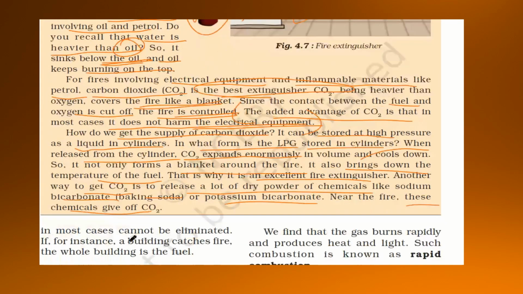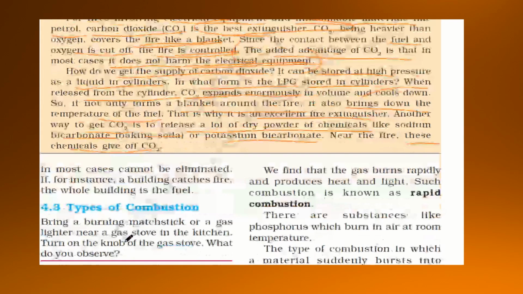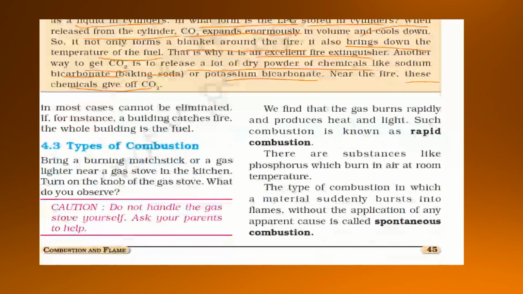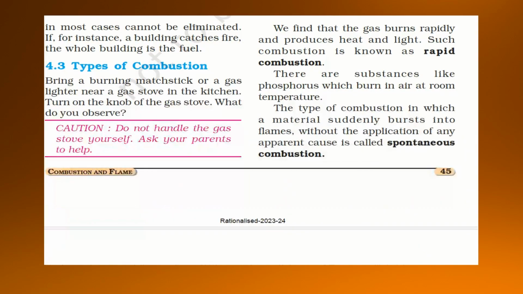Now we will move on to the different types of combustion. Okay, let us move on to that. Now comes the types of combustion. So combustion, ignition temperature, inflammable substance, combustible, non-combustible, we have made all of these clear till now. Now we are moving to the types of combustion. So what do we know?